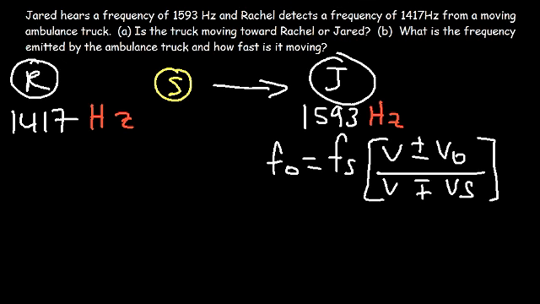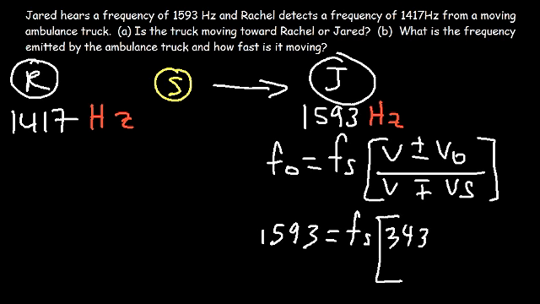So the speed of sound has to be 343 because they're not in the ocean and the sound is traveling through the air. The frequency that Jared hears is FO, that's 1593. We don't know the frequency emitted by the ambulance truck, so we need to find Fs. We know V is 343. Jared is stationary. He's not moving. There was no speed given to Jared or no speed mentioned of Rachel. So we're going to assume that they're stationary.